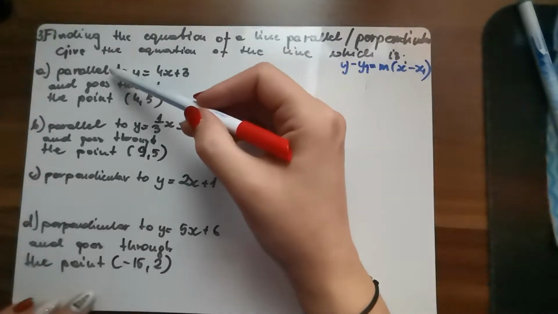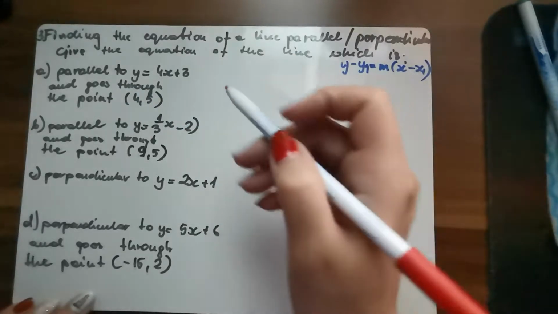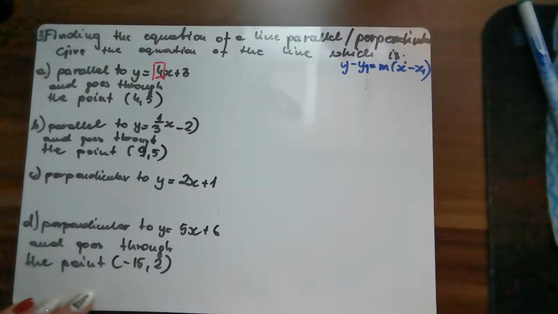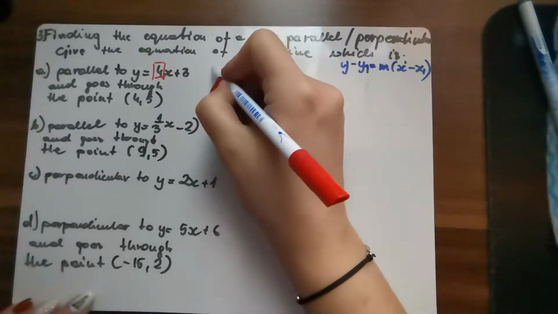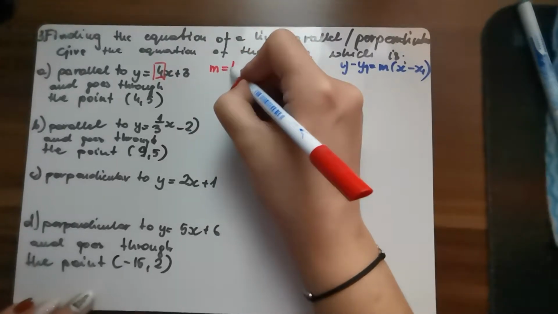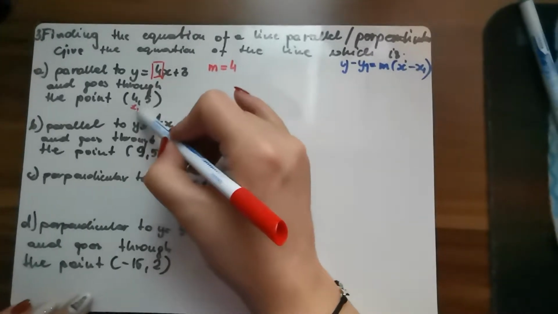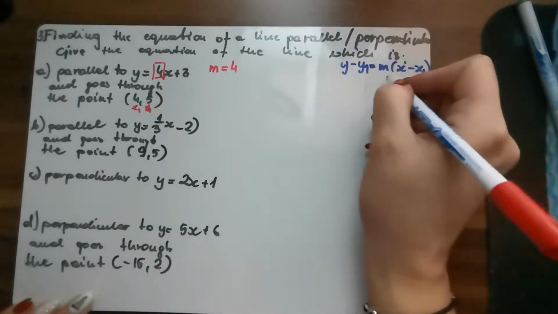So the gradient of the parallel line will be exactly the same. So it means that I need to identify the gradient of this line, and the gradient of the new line will be the same. So m will be equal to 4. So this is our x1, this is our y1. So basically I'm just substituting into the equation.